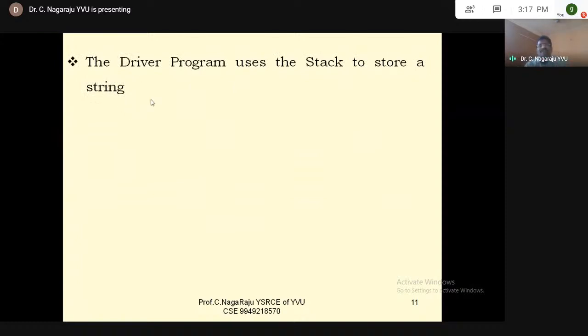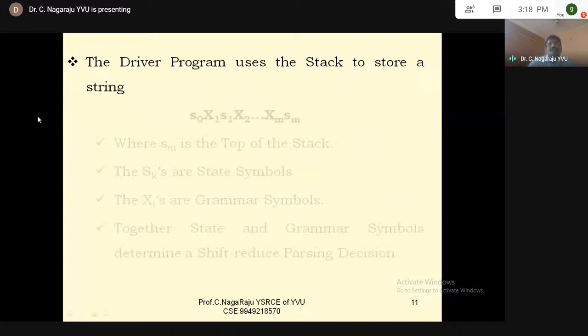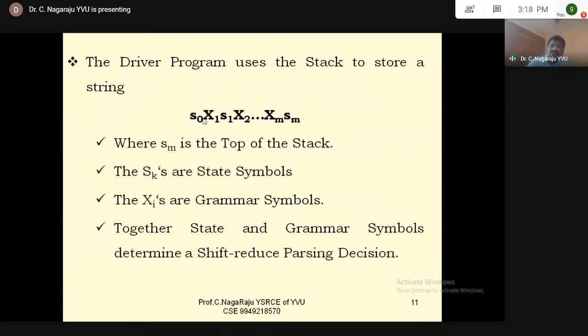So what is the use of that stack? That means the stack can be used for the evaluation of expressions. For example, I have already shown that. Here is a stack.